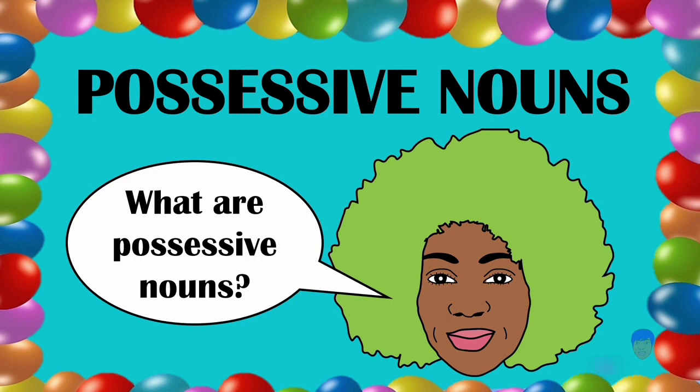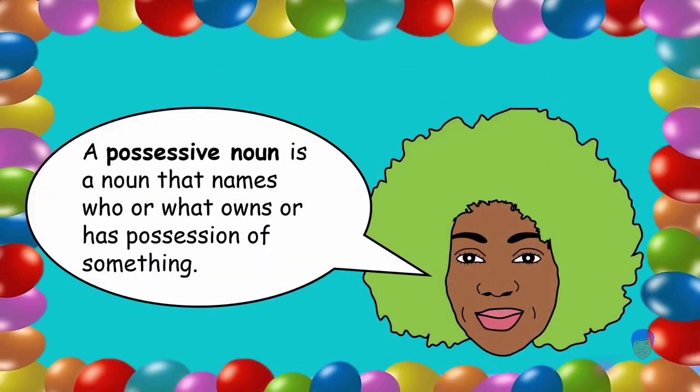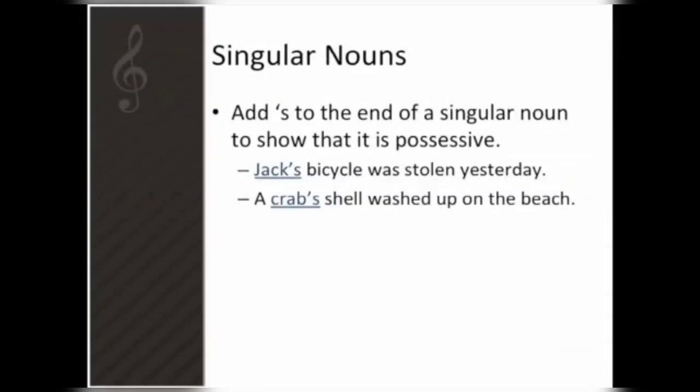So, a possessive noun is a noun that names who or what owns or has possession of something. Singular nouns. Here the rule starts. Add 's to the end of a singular noun to show that it is possessive.